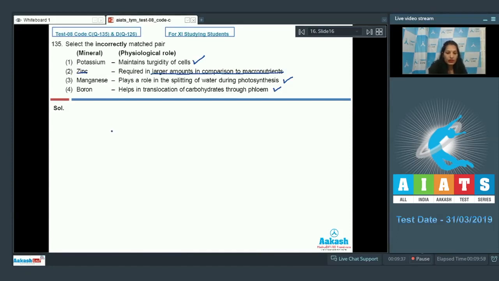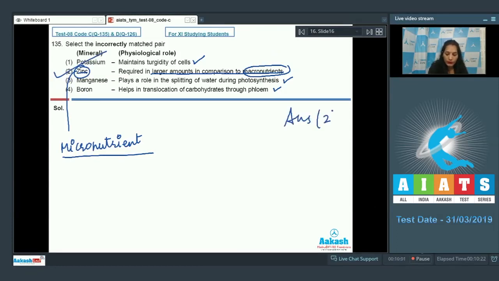other macronutrients? No, zinc is a micronutrient and it cannot be required in larger amount as compared to the macronutrient, because macronutrients are always required in larger amount as compared to micronutrients. So it is incorrectly matched pair. So the correct option for the given question is option number 2.